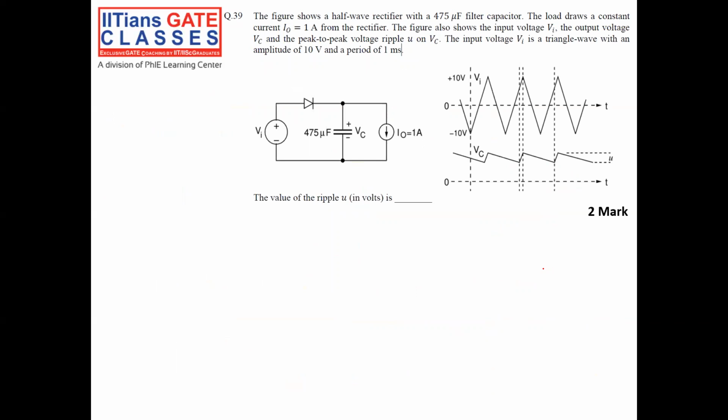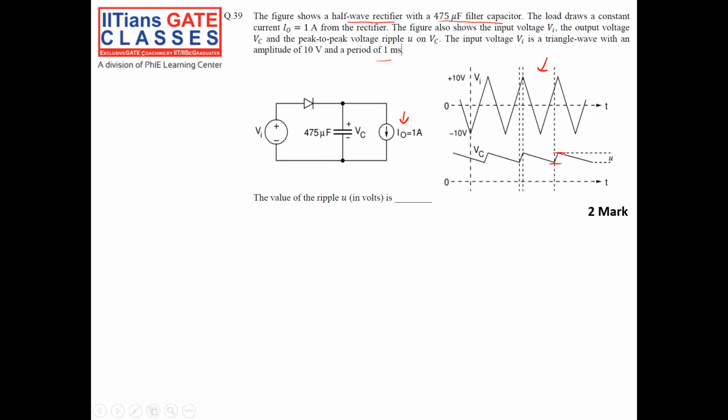In this question, the figure shows a half wave rectifier with a 475 microfarad filter capacitor. The load draws a constant current of 1 ampere from the rectifier. The figure shows an input voltage Vi, the output voltage Vc, and the peak to peak voltage ripple of Vc. When the input voltage is a triangle wave with an amplitude of 10 volt and a period of 1 millisecond, we have to find the peak to peak ripple of the capacitor.